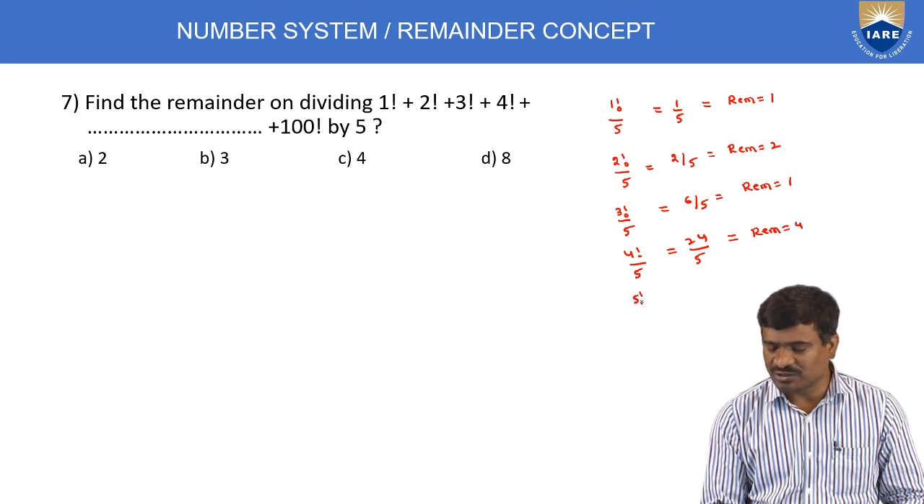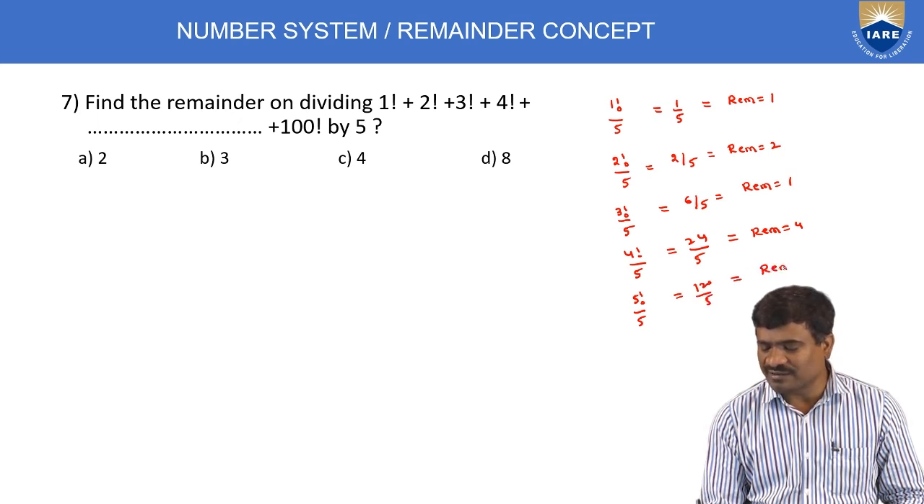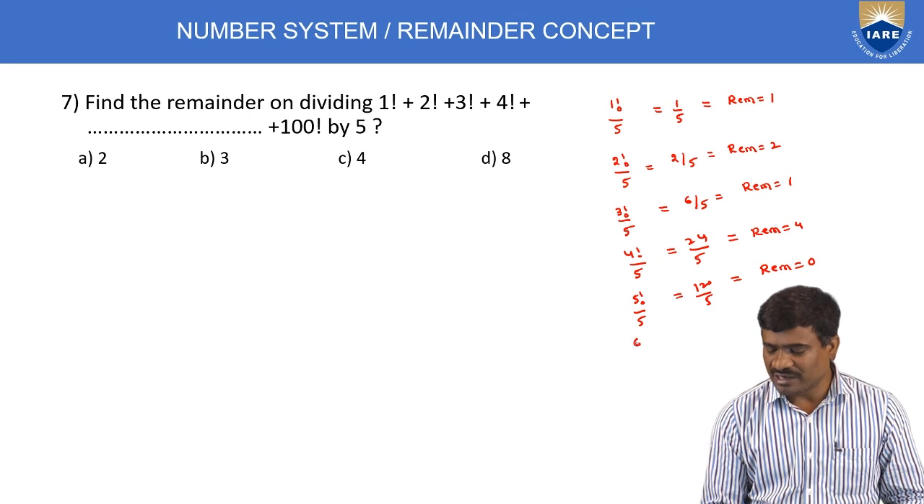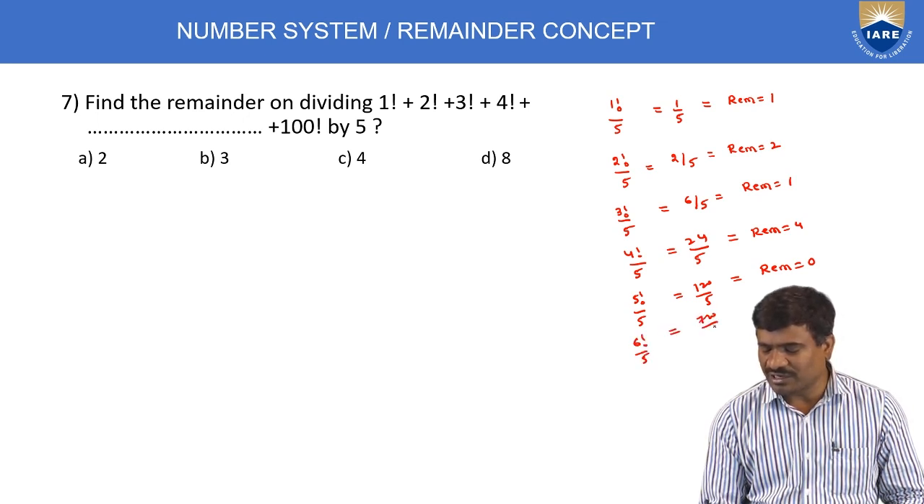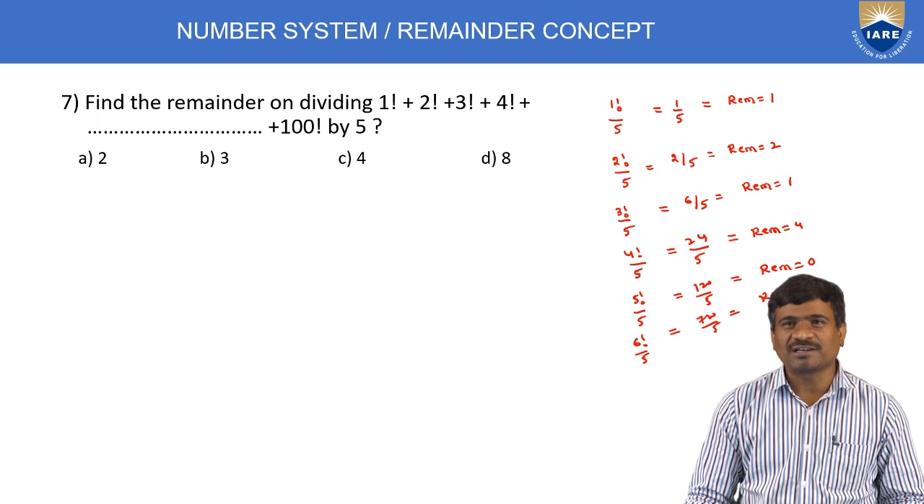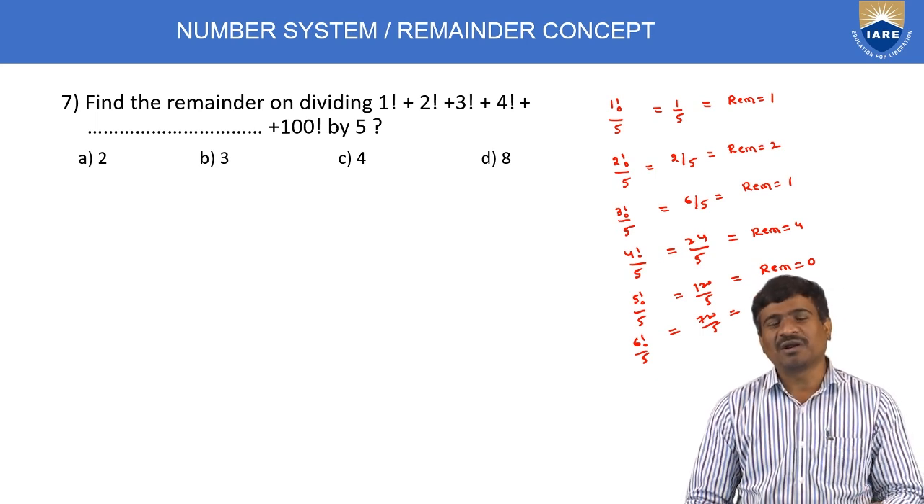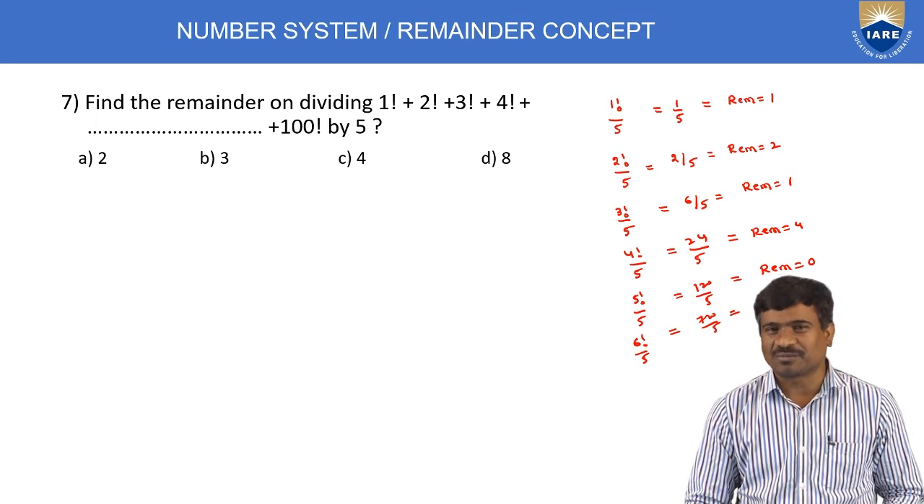Next, 5 factorial divided by 5. 5 factorial means 120. 120 by 5 is exactly divisible, remainder 0. Next, similarly, 6 factorial divided by 5. 720 divided by 5, the remainder is equal to 0. And so on, 100 factorial divided by 5, the remainder is equal to 0.